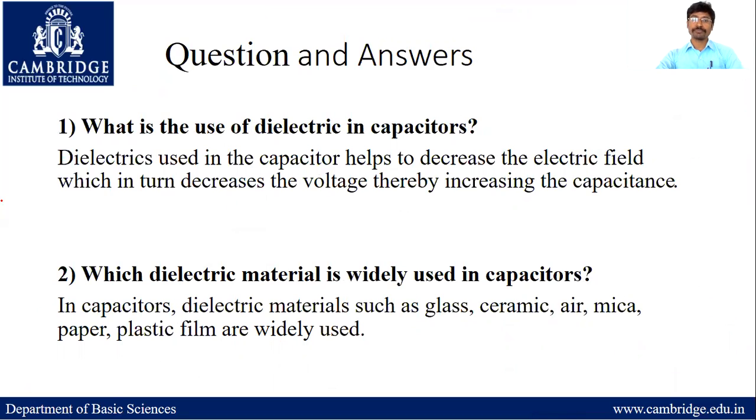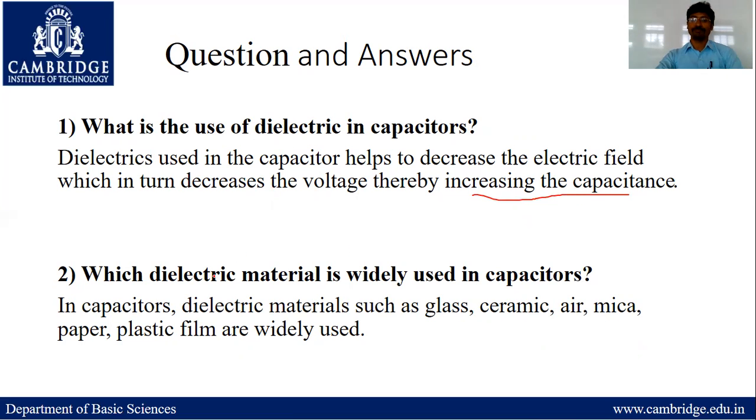Now we will discuss a few questions with answers related to dielectrics. What is the use of dielectrics in capacitors? Dielectrics are used in the capacitor to decrease the electric field, which in turn decreases the voltage, thereby increasing the capacitance. We mainly use the dielectric to increase the capacitance.